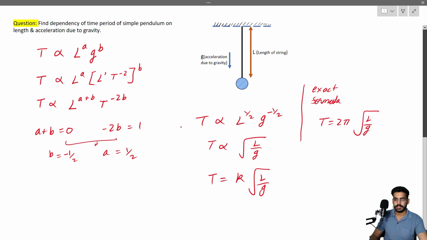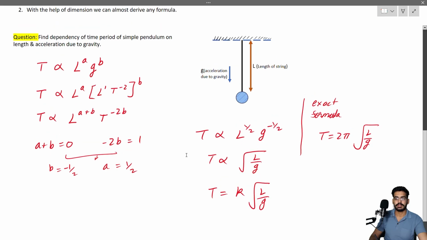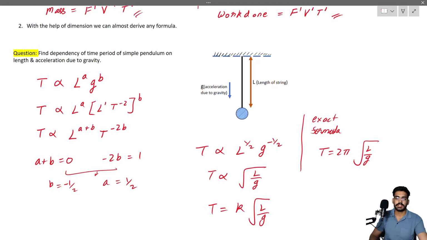Okay, so that's how you almost derive the formula. You find out the dependency. It is inversely dependent or directly dependent on that. So that's what you can at least find out, the power, right? So you correct it. This is one use.